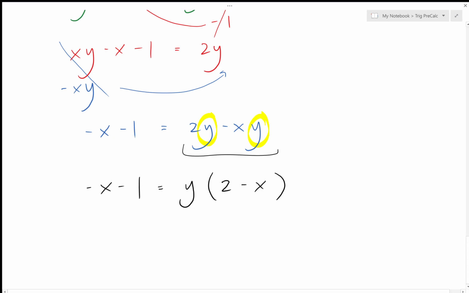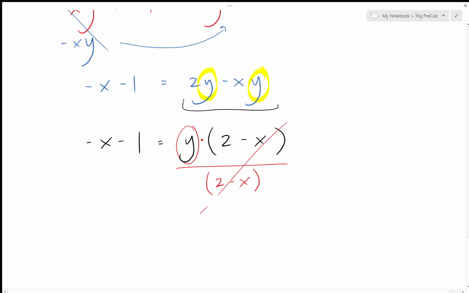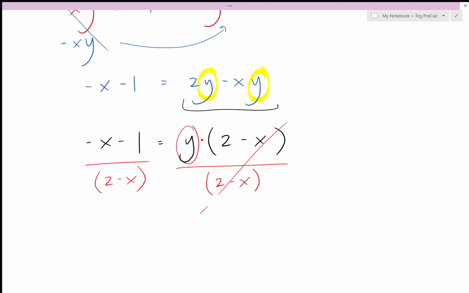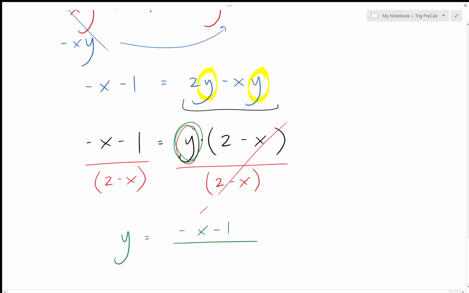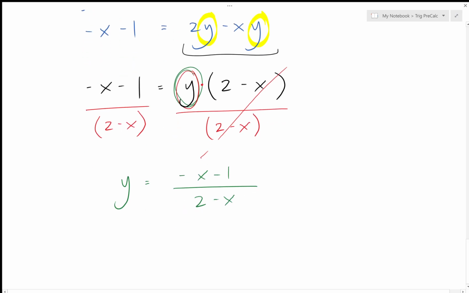And then notice this, we still want to get the y by itself, and it's attached to the rest of that with multiplication. Opposite being division. So I'm going to divide by 2 minus x, makes those cancel. But what I do to one side, I should do to the other. So in the end, it looks like we did get y all by itself now. So I'm going to write that y here. We've got negative x minus 1 over 2 minus x. Y is by itself. This is the inverse of the original problem. So here's the inverse.